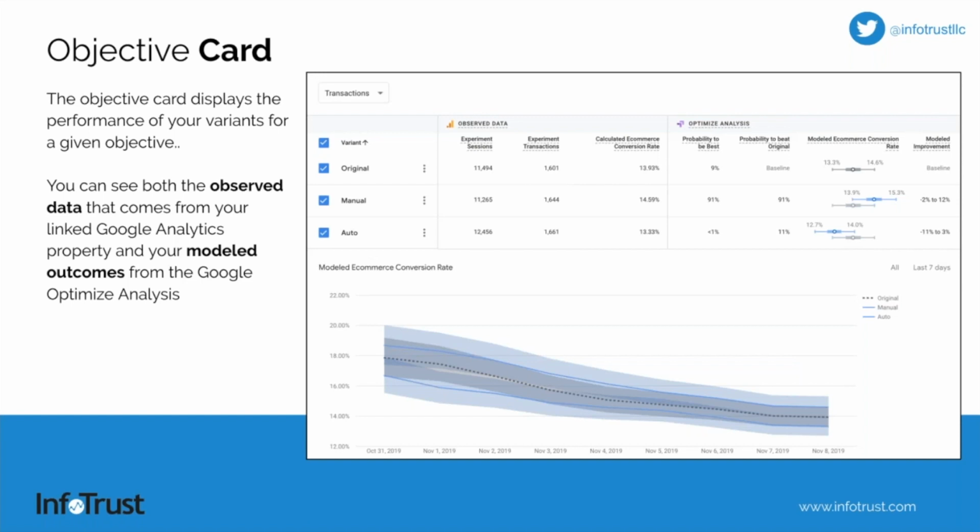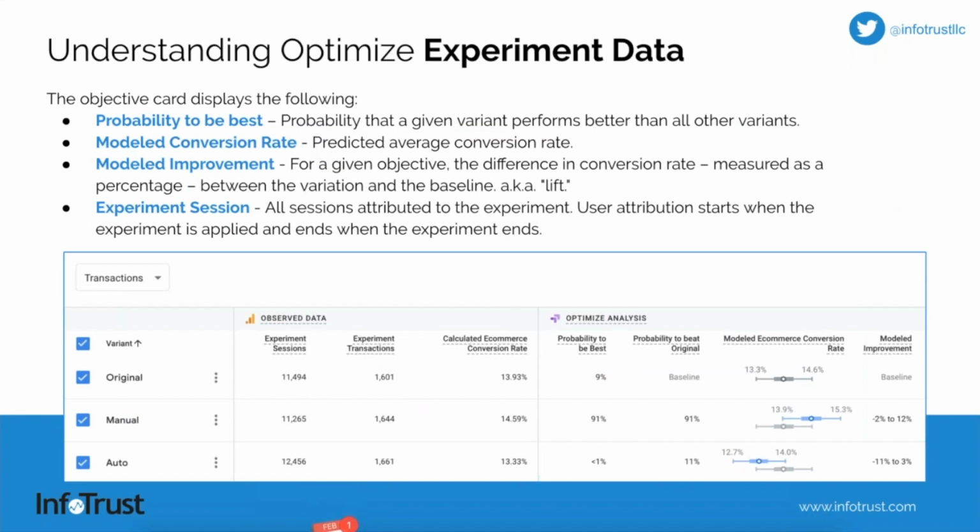You can also see how Optimize predicts that this will perform if you were to implement one of your variants. You can see a number of measurements here, like probability to be best or probability to be original if there's more than one variant, as well as your modeled conversion rates and your modeled improvement. Briefly, to describe those elements of your report, probability to be best would tell you the probability that a given variant performs better than all other variants.